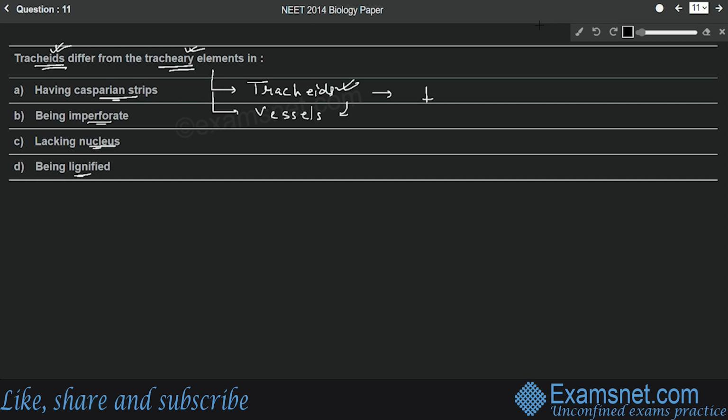They have imperforated walls. Now the main function of the tracheary elements, that is tracheids and vessels, is the ascent of sap. Okay, the function is ascent of sap.